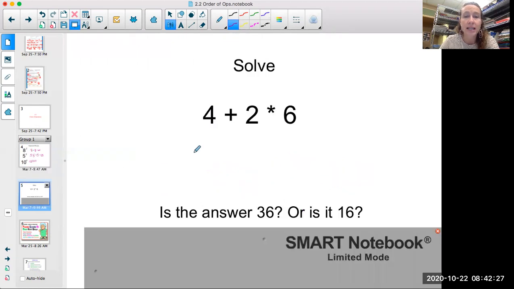Now, let's go on to the next slide. We are going to solve this problem. Excuse me. This sign right here just means multiplication. It's another way of saying that we're going to multiply. So you can use the X or you could use this sign. You might see this sign sometimes. Now, we need to solve this problem. And I'm wondering if the answer is 36 or is it 16? What would we do? What do you think? Why don't you try to solve that? I'll give you a minute or two.